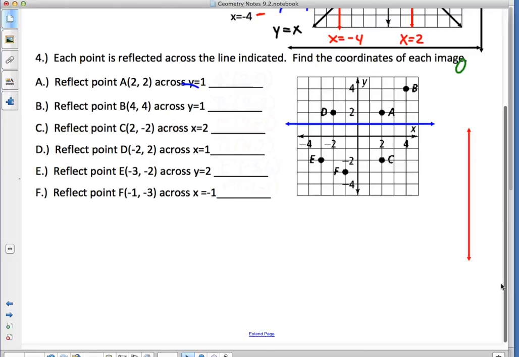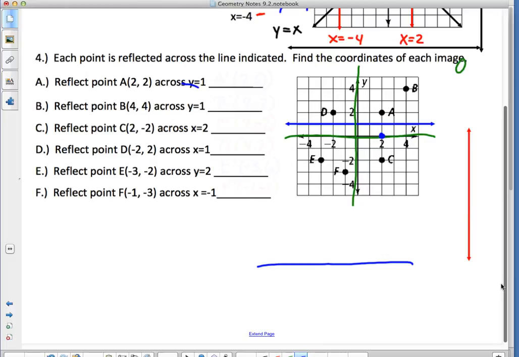Some people had a hard time because of the lines on this. This is the x-axis. This is the y-axis. So keep that in mind. I just look for the x and y to find out which ones are the axes. And then I've got y equals 1 right here. A is 1 above it. My new A is 1 below it. Are you okay with that?